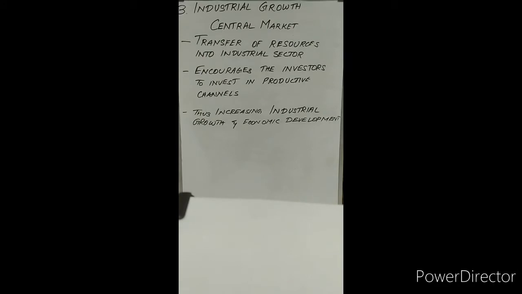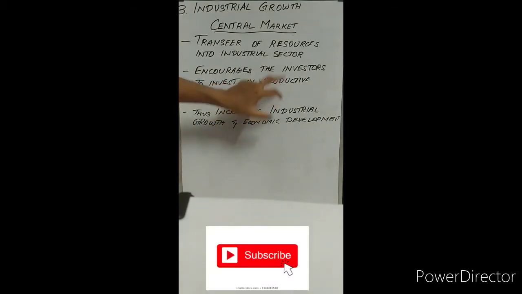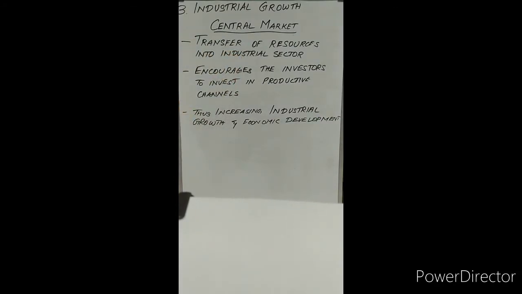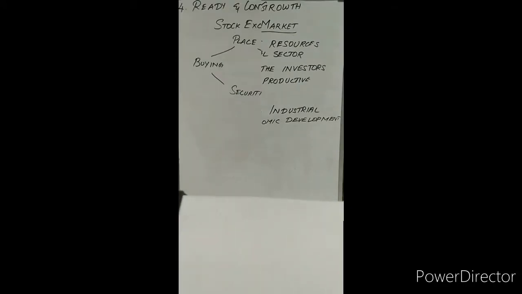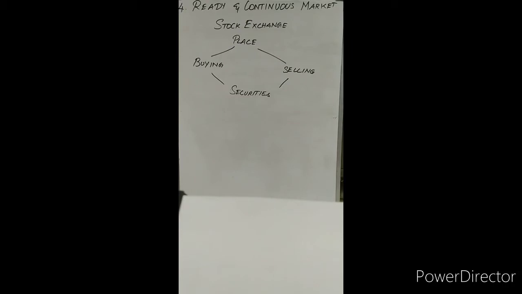The third point is industrial growth. A capital market is the central market. It encourages the transfer of resources into industrial sectors, like first of all encouraging the investors to invest in the industrial sector. Therefore, it gives capital resources to the industrial sector. Secondly, it encourages the investors to invest their money into these productive channels like these industrial sectors. By doing these 2 points, the capital market thus increases the industrial growth and economic development of the economy.